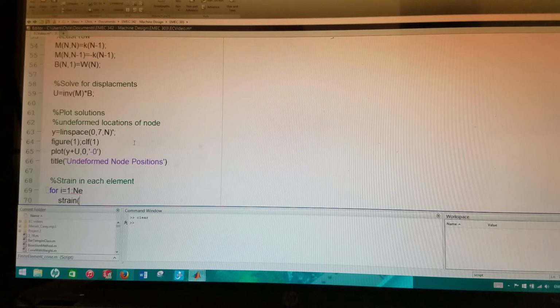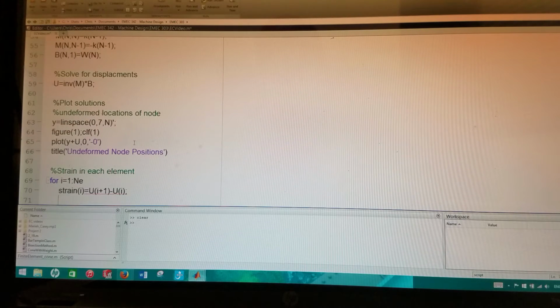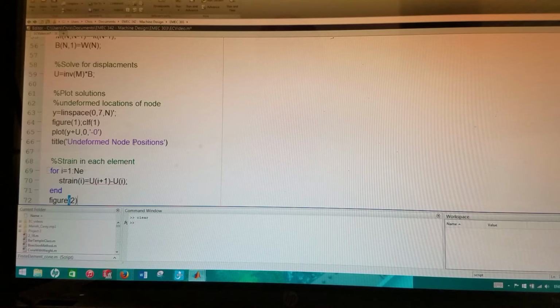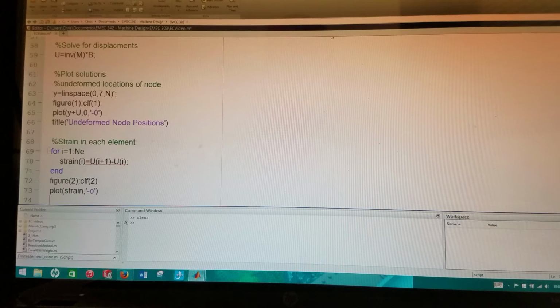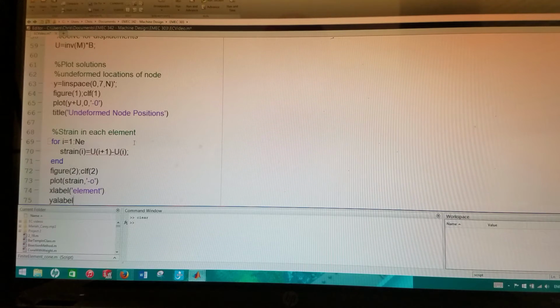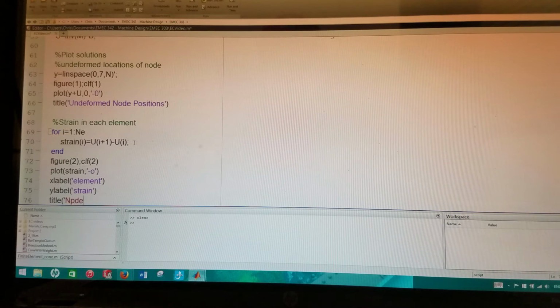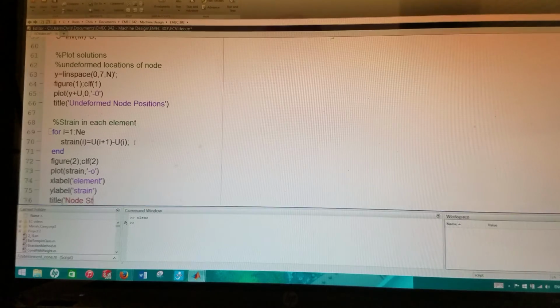So the strain is equal to the difference between the displacements of 2 points. And then we're going to put this into figure 2. We're going to plot the strain with dots. We're going to label the x-axis so we know what we're looking at. The x-axis will be the element, and then the y-axis will be the strain. And then we're going to give it a title so we know what we're looking at. So this will be the node strain graph.